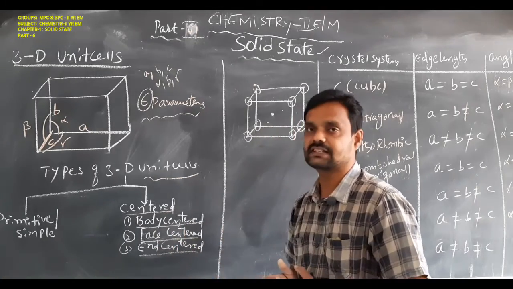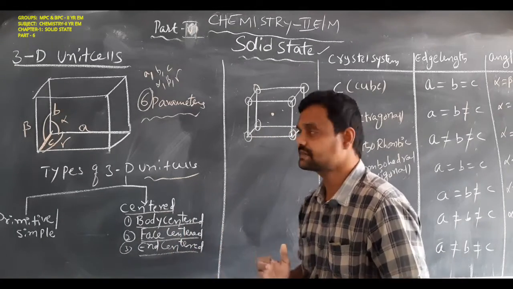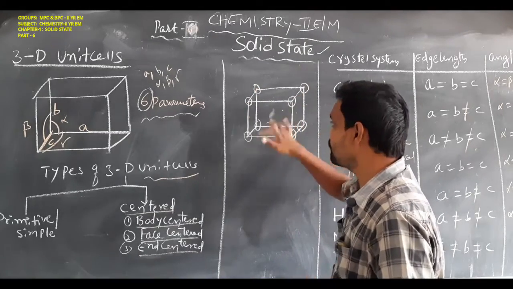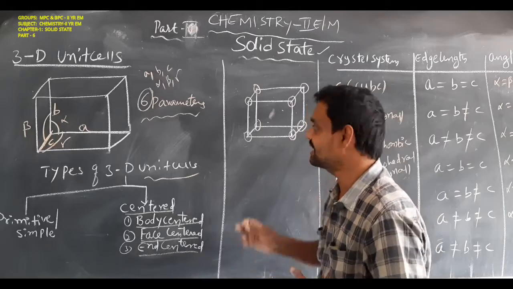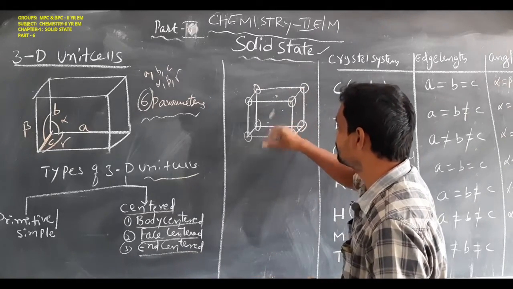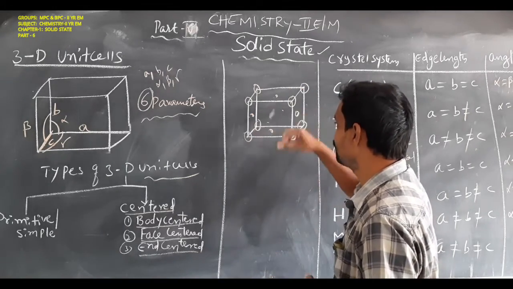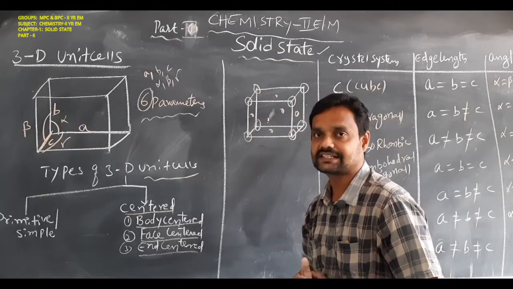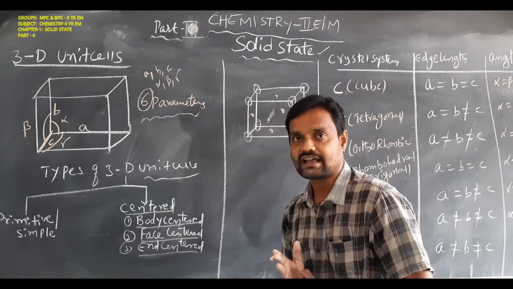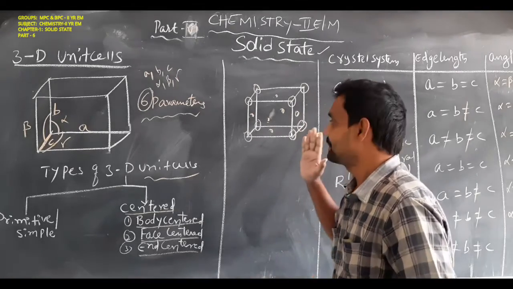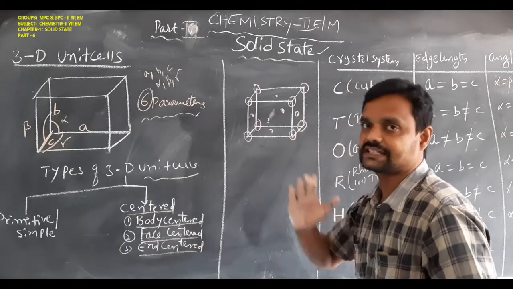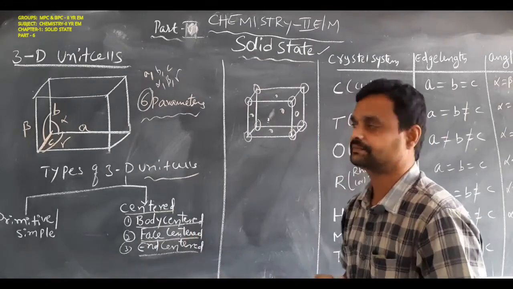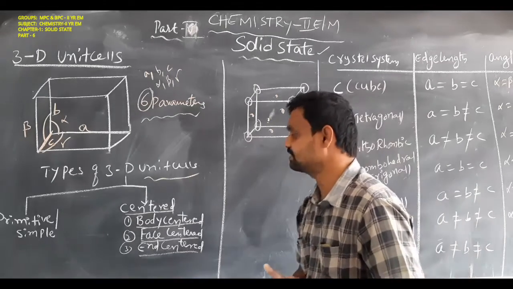Face centered unit cell means the atoms are occupied at the 8 corners and also present at the 6 faces. Atoms are present at 8 corners, in addition present at 6 faces. Simply that is called a face centered unit cell. So this is the meaning of the face centered unit cell.